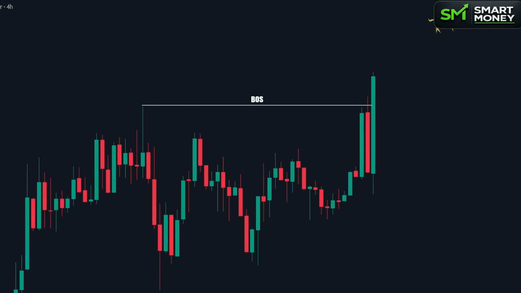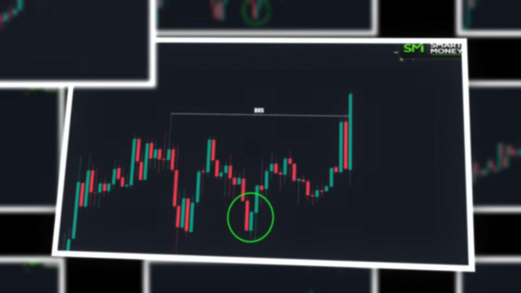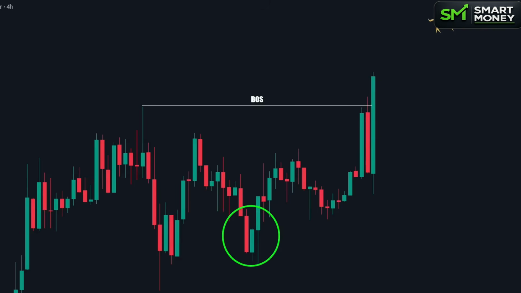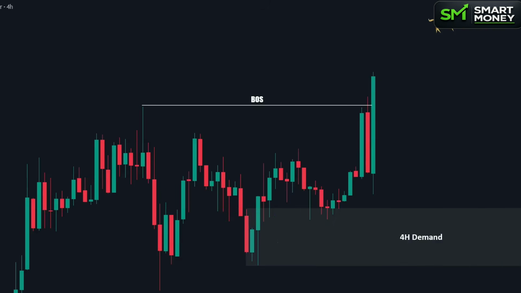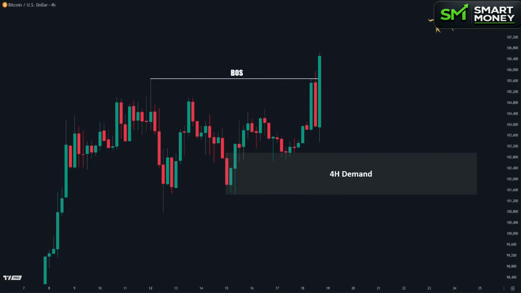Also, since I avoid using more than 3 candles to define a 4-hour supply or demand zone, I mark the area from the lowest point of the expansion move, its true origin. This gives us a fresh, unmitigated demand zone and an ideal area to look for a long setup if price pulls back into it. Now, let's play the chart forward.